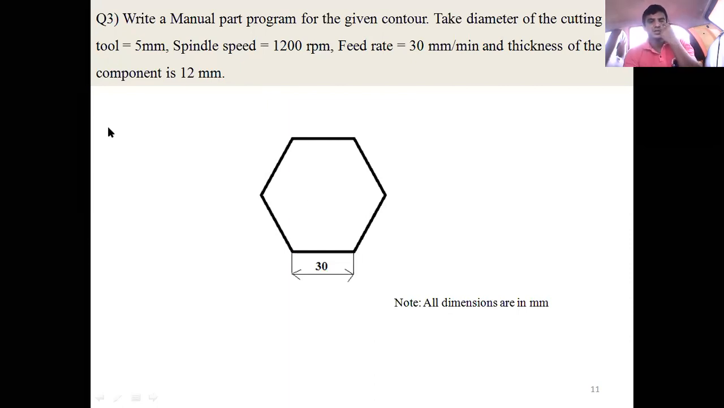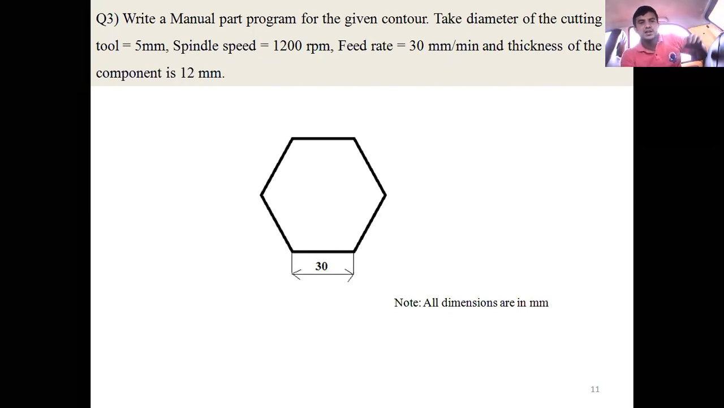Okay, so all of you have a notebook, I think. Write this program and write the sketch also. Write a manual part program for the given contour. Take the diameter of the cutting tool as 5 mm, spindle speed as 1200 rpm, feed rate as 30 mm per minute, and thickness of the component as 12 mm. Now copy the sketch.